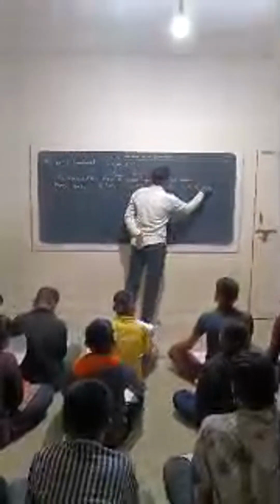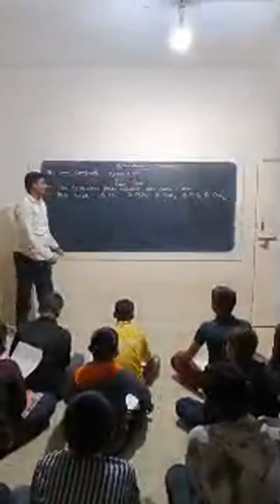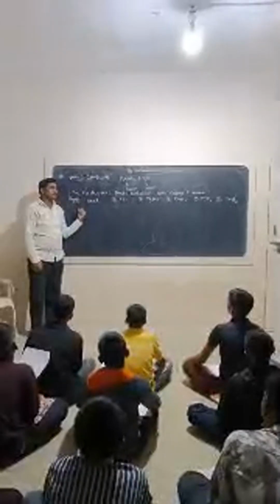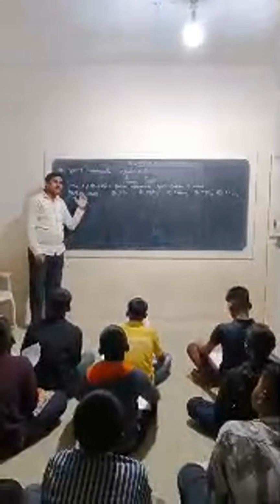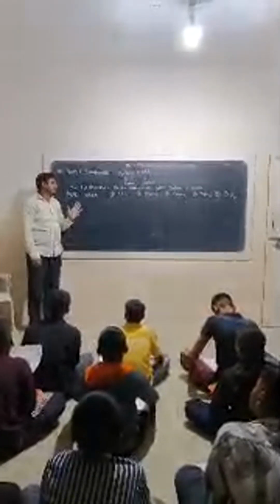Then the fifth example is MgCl2. What is the name? Magnesium chloride. And what is the name of this compound, the last one? Calcium chloride. These are examples of ionic compounds. And these ionic compounds are in the form of salt.